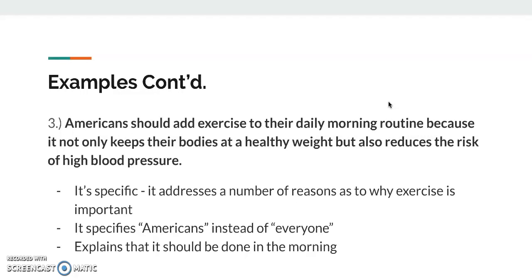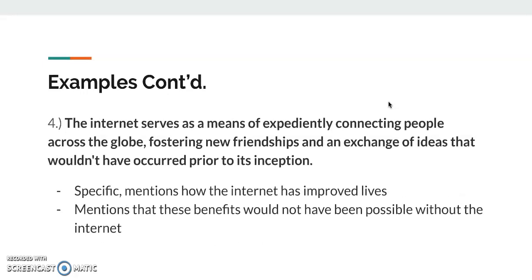So this one, it's an improvement on the first one we looked at. It's a lot better. Americans should add exercise to their daily morning routine because it not only keeps their bodies at a healthy weight, but also reduces the risk of high blood pressure. So this is better because, 1, it's specific. It addresses a number of reasons as to why exercise is important, like the health benefits. It specifies Americans instead of everyone, just to narrow it down even further, and it explains that it should be done in the morning.